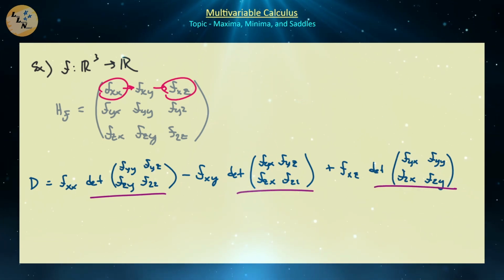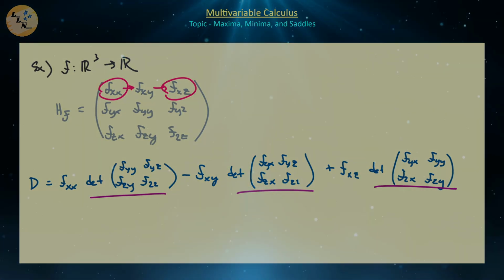Then you can use the 2 by 2 formula to evaluate those three 2 by 2 determinants, and you're going to get a subjectively long formula for the determinant of the Hessian matrix. You could imagine what the determinant of 4 by 4 and higher would be, but generally speaking, you could find all of these determinants if you really wanted to, although that calculation may be a little bit tedious.